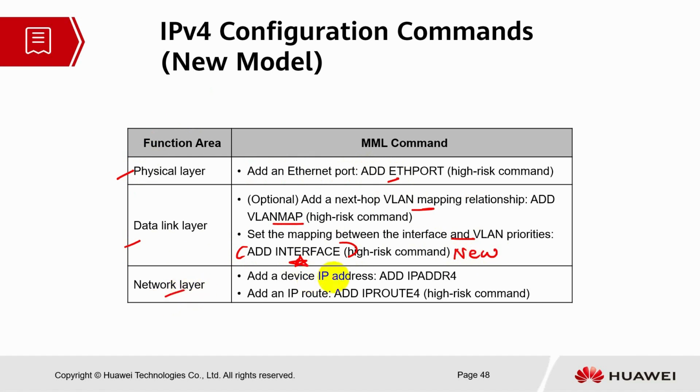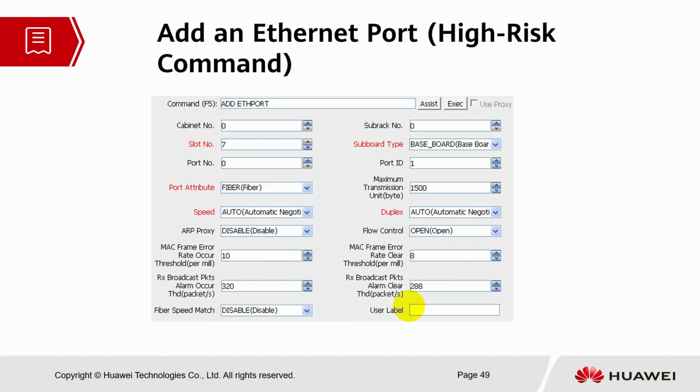In the network layer, we have add device IP replaced by add IP address. So this is also new. And instead of add IP route, we move to add IP route 4. This is also new. So let's look into these commands. We start with add ETH port. This one we have seen. There is no difference, so it's the same as the old model.